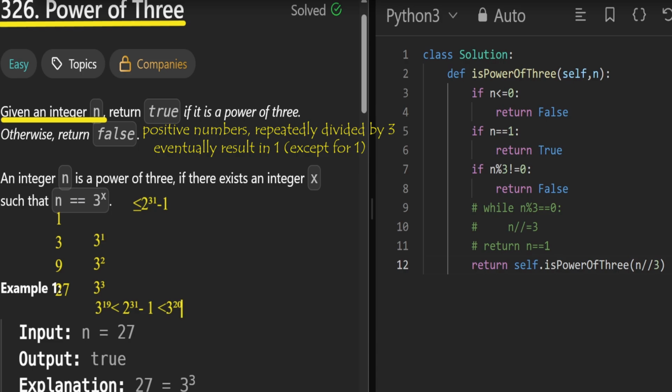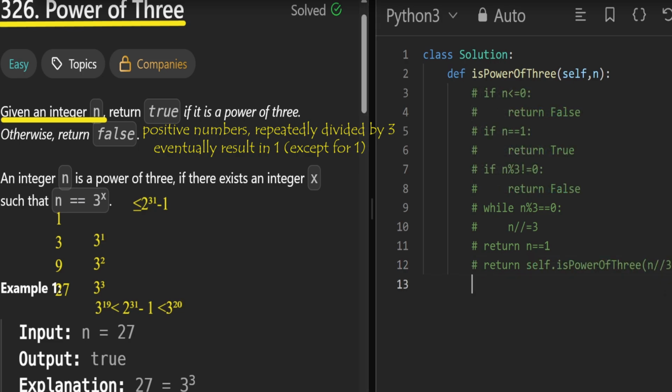This means every power of 3 from 3 to the power of 0 up to 3 to the power of 19 divides 3 to the power of 19 evenly. Here is a one-liner solution based on the math we just discussed. If n is positive and divides 3 to the power of 19 evenly, n must be a power of 3. That's it. No loops, no recursion, just clever math.